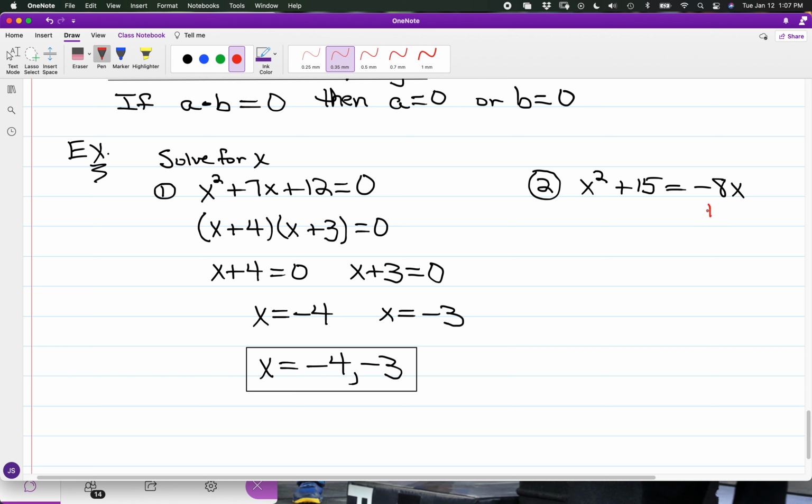So I can just bring this over to the left by adding, rewriting this equation in standard form. So you have x squared plus 8x plus 15 is equal to 0. Now I have this set up whereupon I can factor.